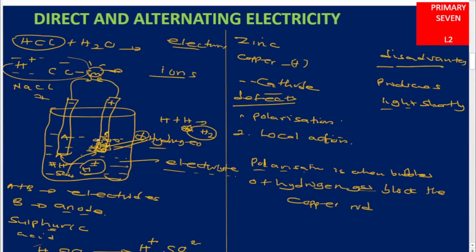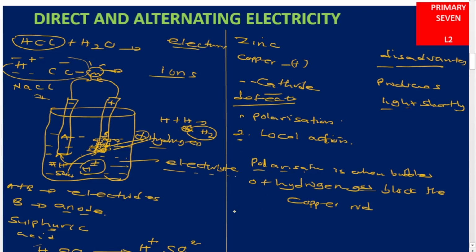Now when the hydrogen bubbles block this, it means that now the entry of more current is blocked. Then this bulb is not going to receive that current, then it's going to go off. That's why we are saying using this wet cell is disadvantageous in a way that the bulb produces little light. Produces light for a short period of time. That is due to polarization.